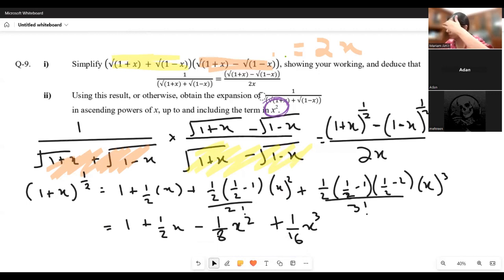Let me check before we move on. All right, so I have expanded this. Now we're going to expand the other one and then subtract the result.